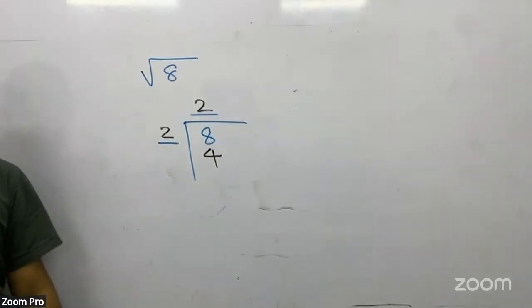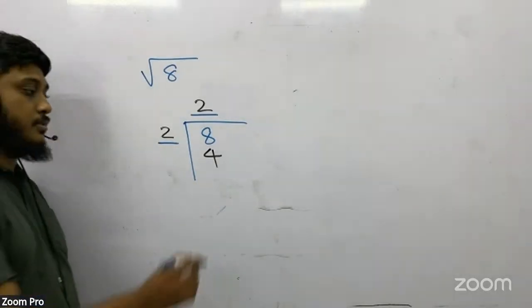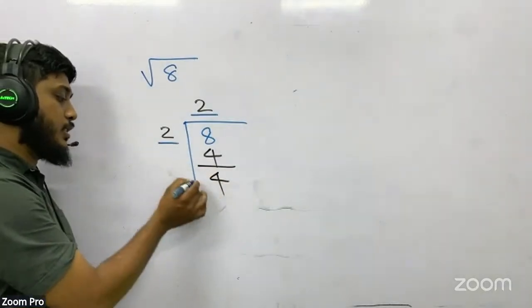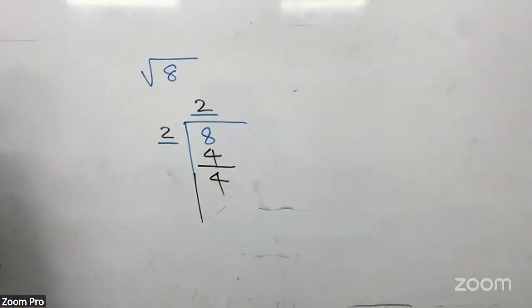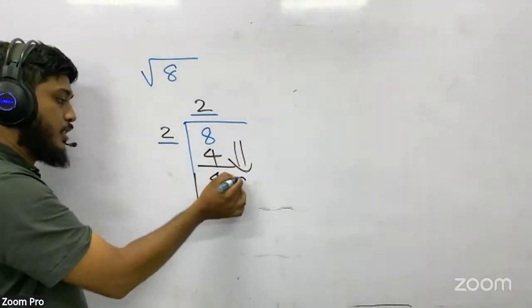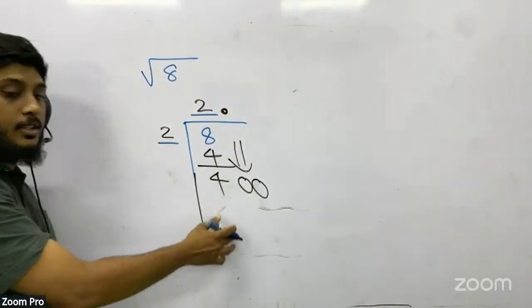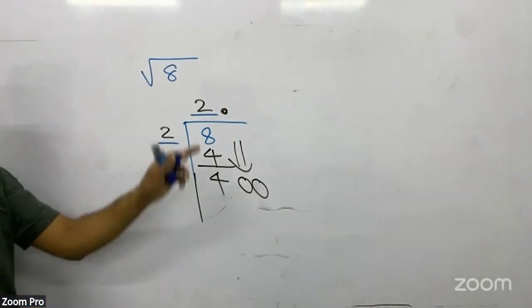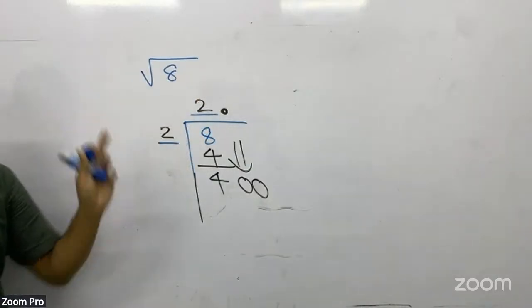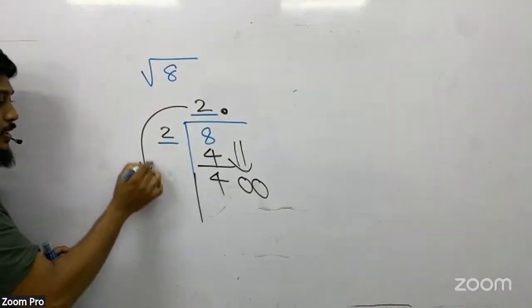You said 4 here, what should come here? Right. 8 minus 4 is how much? 8 minus 4 is 4. So if I want to continue, what should I do now? Take 2 zeros down. Very good. While taking 2 zeros down, what should I do here? Put a decimal point. After taking down, what should I do? Whatever the answer here, multiply by 2.